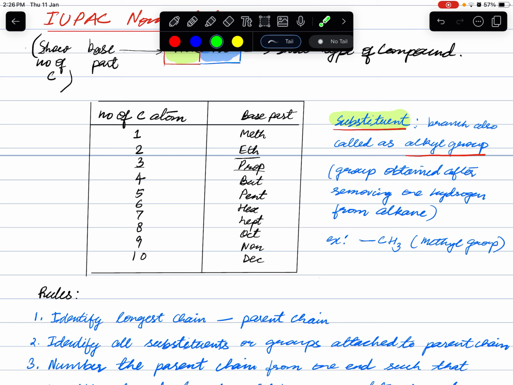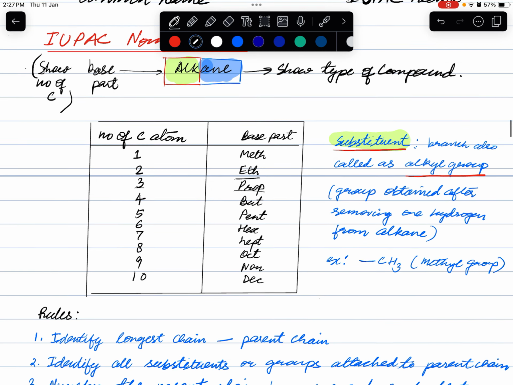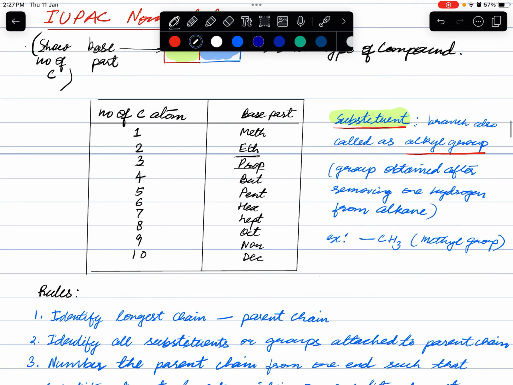For example, in case of methane, we have the CH4 molecule. So from methane, if we remove one hydrogen, we will obtain this CH3 group, where this line or dash is depicting that one bond is free. It can attach itself with the help of this bond. This group is called the methyl group. The same concept we can apply. For example, let us have a table. For a 2 carbon compound, we have this compound C2H6. Here 2 carbon atoms are there and all bonds are single in this compound. It is called ethane.